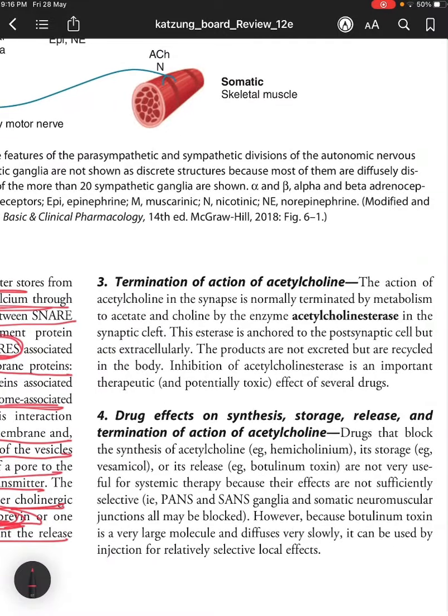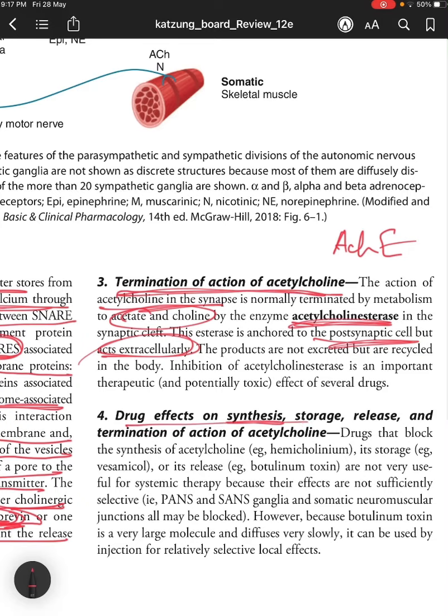So now we talked about how acetylcholine was synthesized, the various drugs blocking the synthesis process, the release of acetylcholine, and now we need to talk about the termination of the action of acetylcholine. The action of acetylcholine in the synapse is normally terminated by the metabolism to acetate and choline by the enzyme acetylcholinesterase, or AChE, in the synaptic cleft. This esterase is anchored to the postsynaptic cell but acts extracellularly. The products are not excreted but are recycled in the body, and inhibition of acetylcholinesterase is an important therapeutic and potentially toxic effect of several drugs.